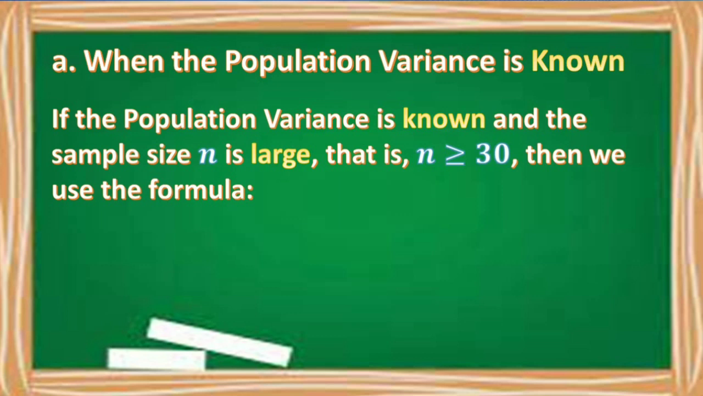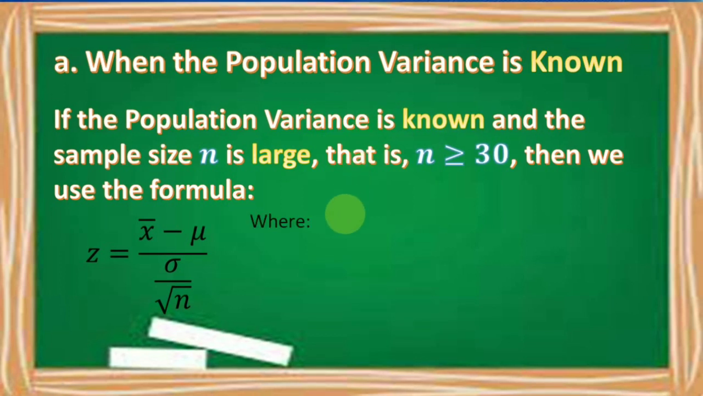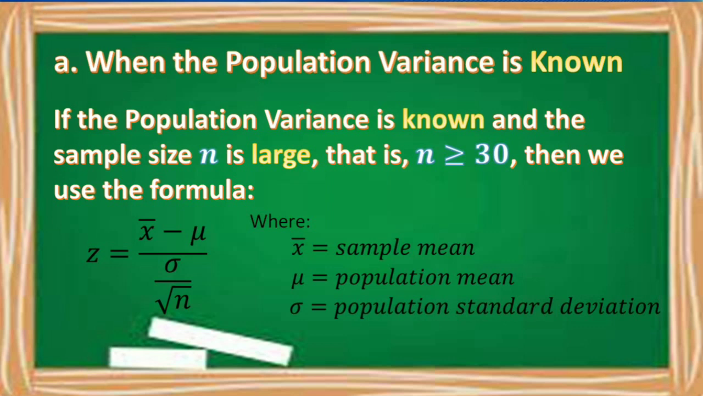If the population variance is known and the sample size is large, that is, n is greater than or equal to 30, then we use the formula z is equal to x bar minus mu divided by sigma over the square root of n, where x bar is the sample mean, mu is the population mean, sigma is the population standard deviation, and n is the sample size.